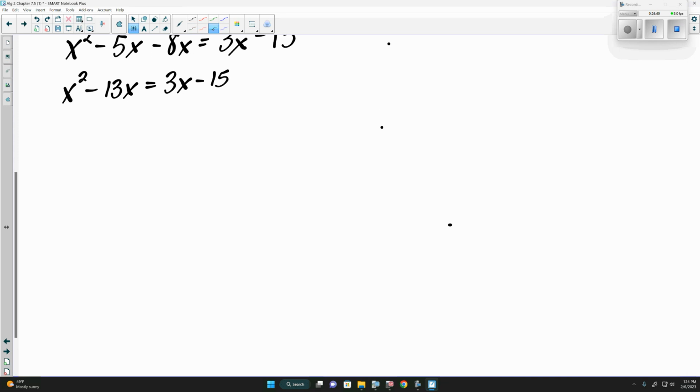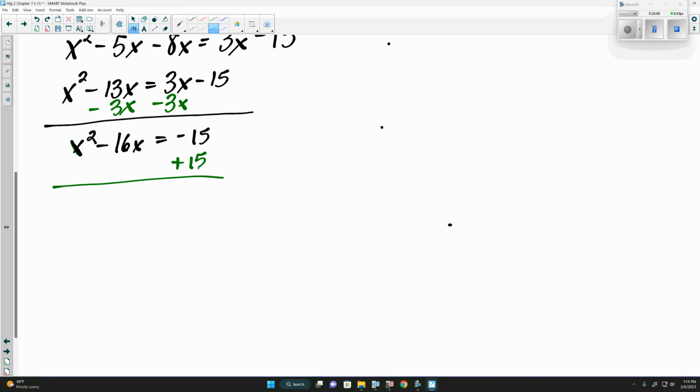At this point here, we do have an x squared term, so we'll need to get this equal to 0. So we can subtract 3x from both sides, which will tell us that we have x squared minus 16x is equal to negative 15. At this point here, we can add 15 to both sides, which tells us that we have x squared minus 16x plus 15 is equal to 0. Now at this point here, we could graph it, we can factor it, we can use the quadratic formula. Any of these will probably work.